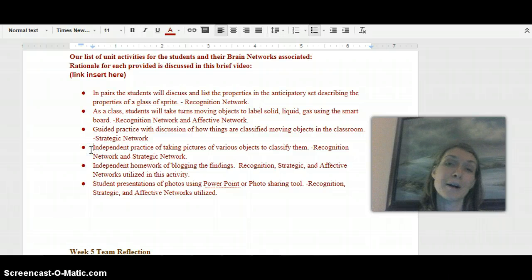Now this is where the technology administrator, which is us, would make sure that the teacher understands the library policy or procedure for taking out the school cameras or other technology devices, or allowing students to bring their own cameras from home, to facilitate the actual devices that the students will use to take their pictures. Independently, each student will take pictures of various objects and classify them. So this would be the recognition network as well as the strategic network.